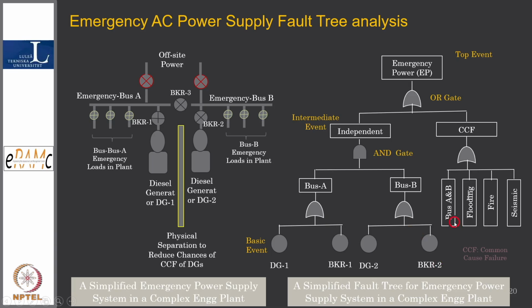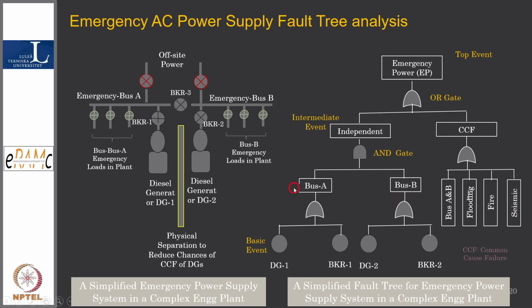Common cause could be bus A and B. If there is a fault at bus A and B, flooding in the area, let's say some short circuit occurs due to flooding, and both the diesel generators fail, or fire in the area, affecting both diesels. So you can see how common cause failure accounts for the redundancy being killed over here. A seismic event can also bring in the common cause factor. We'll see in detail what we mean by common cause failure, but you would have understood.